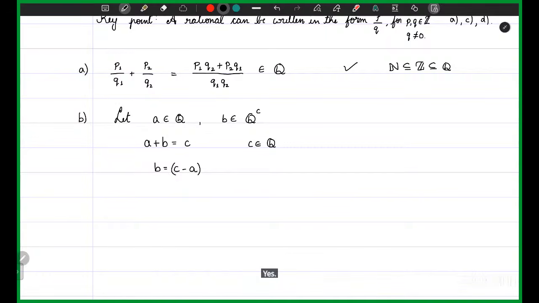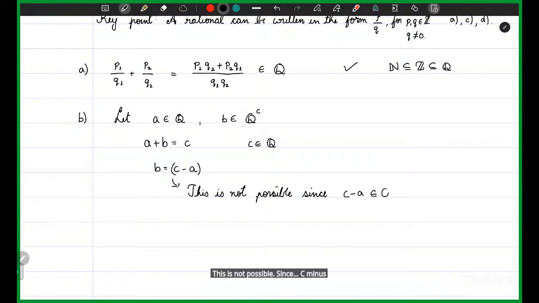Do you follow the argument? Yes, sir. So this is not possible. This contradicts our assumption. This is not possible since C minus A is a rational number and B is an irrational number. There can't be something in a set and in its complement.